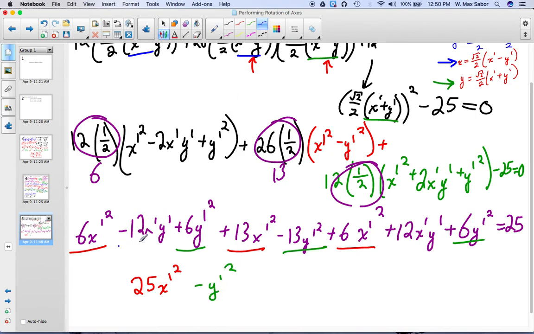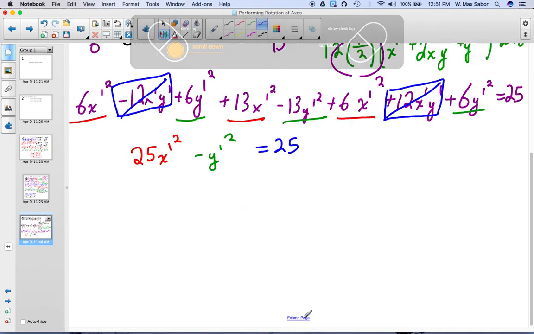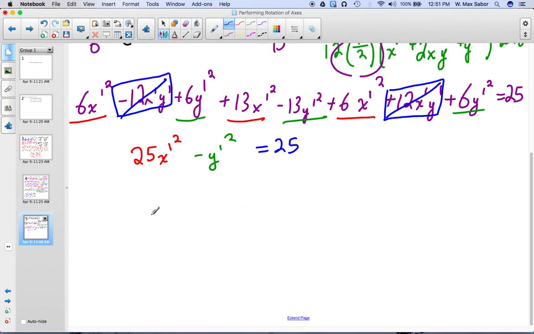And if we did this right, typically what will happen is that the x prime and y prime terms will add to 0. And then we have equals 25. So this is actually, when we divide out the 25, we get x prime squared minus y prime squared over 25 equals 1. So this is a hyperbola where a is 1 and b is 5. So that's how we can rotate our axes.